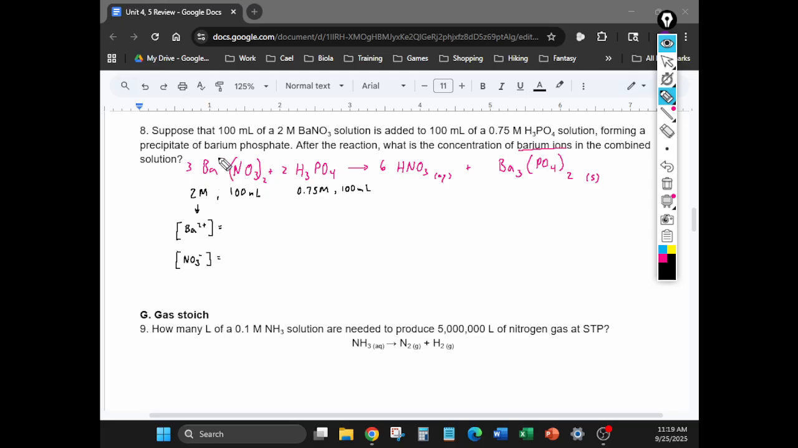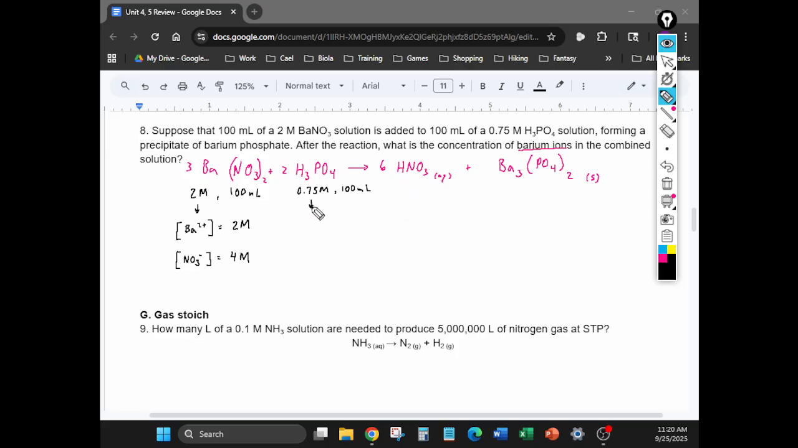If you take a look at the barium ions, there's only one barium ion in the entire molecule, right? So the molarity of the barium ion is the same as the molarity of the entire compound. But how many nitrates are inside barium nitrate? Two, because of the parentheses 2, which means the concentration is double that of the entire compound. So barium nitrate concentration is 2 molarity, but nitrate is 4 molarity because there are 2 inside barium nitrate.